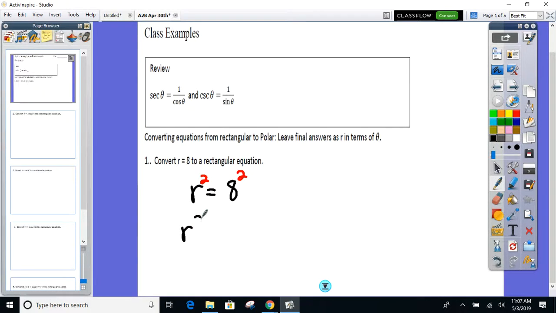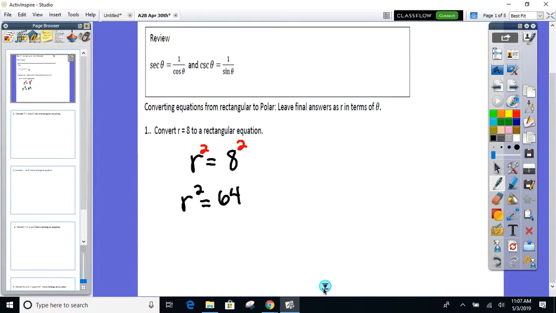So I get r squared equal to, now why do I want to do that? Why do I want r squared? Go back, ready? Why do I want r squared? I know what r squared is equal to, as far as x's and y's go. Plug it back in. What's the left side going to look like? What are you plugging in for r squared? x squared plus y squared equals?